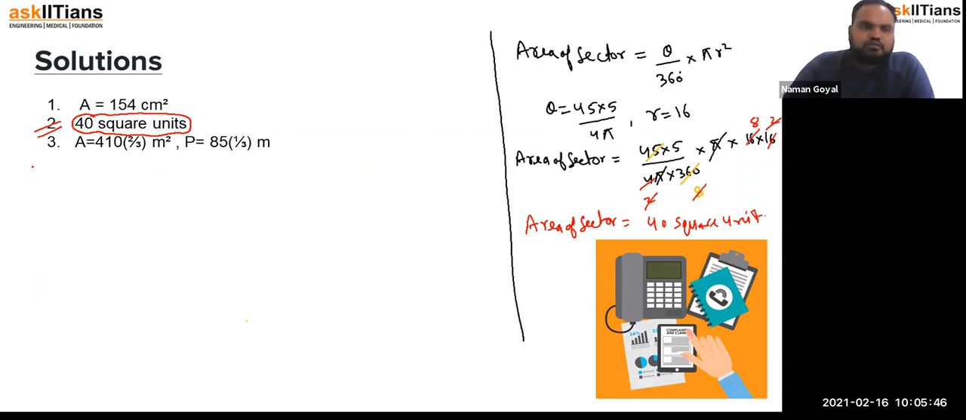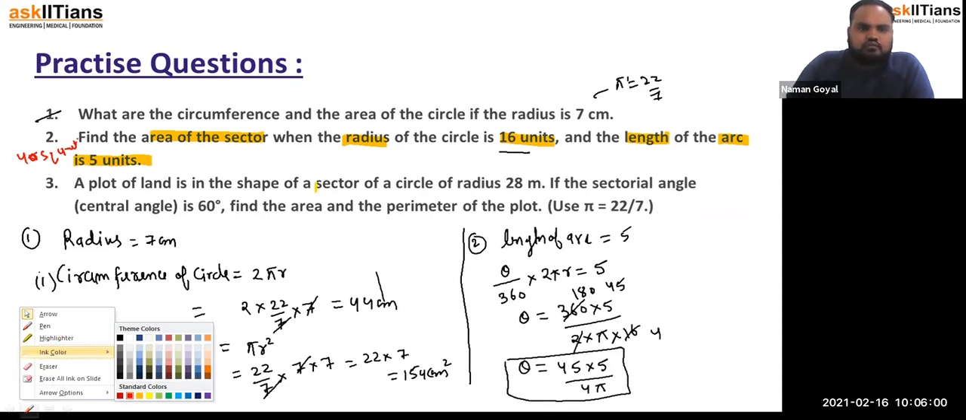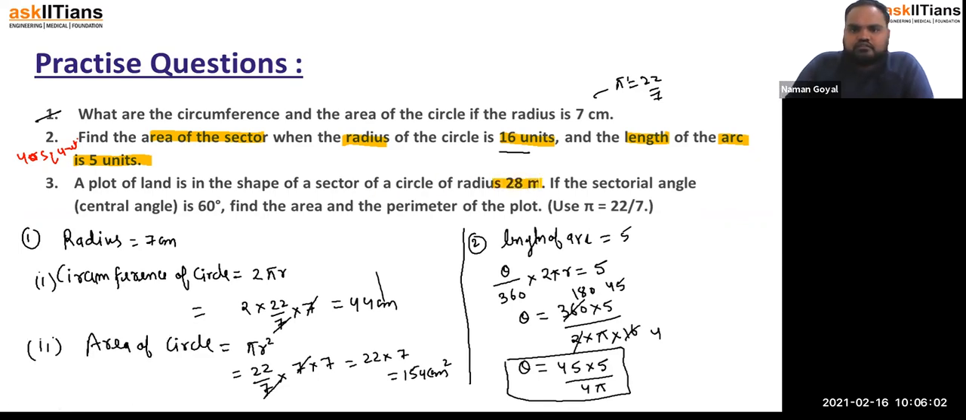Okay, now question number three. Let me read the question. A plot of land is in the shape of a sector of a circle of radius 28 meter. The central angle is 60 degrees. Then find the area and the perimeter of the plot.